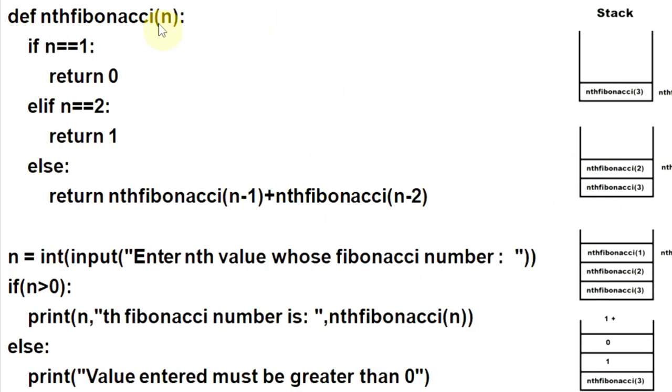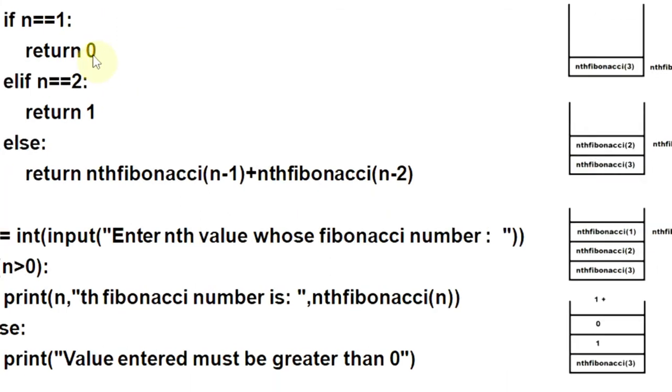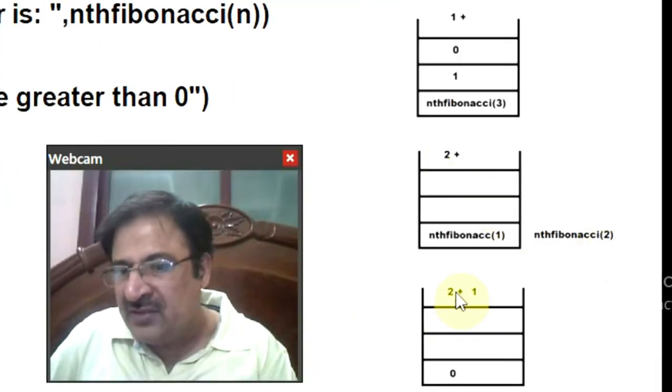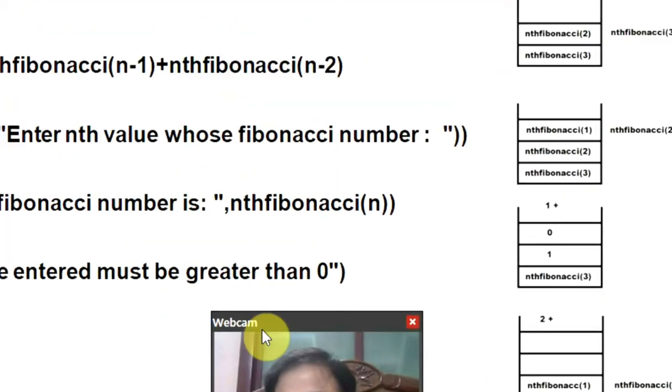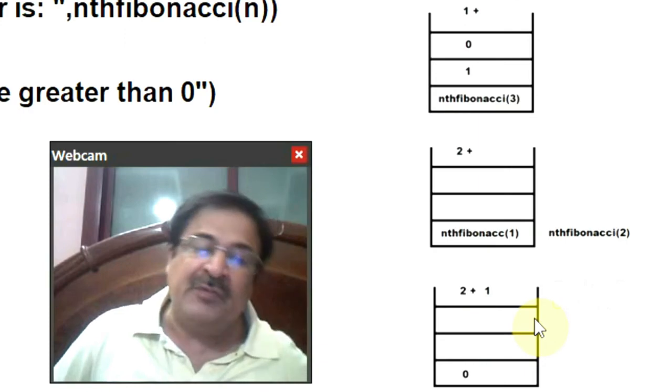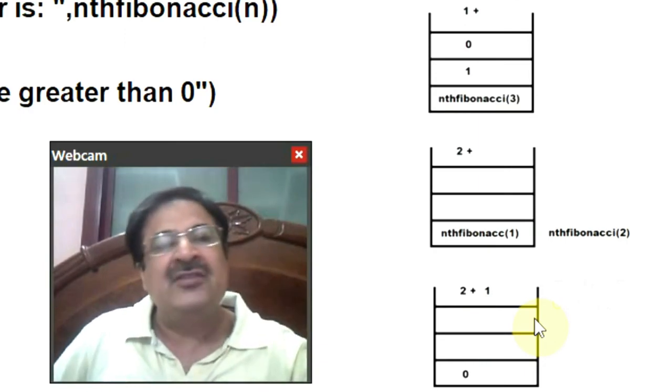So 2 will be assigned to parameter n and it will return value 1. 2 was already there. This will get you the value 1. 2 plus 1 is 3. And nth Fibonacci 1 will always return value 0. So 2 plus 1 is 3. That means the fifth Fibonacci value is 3.